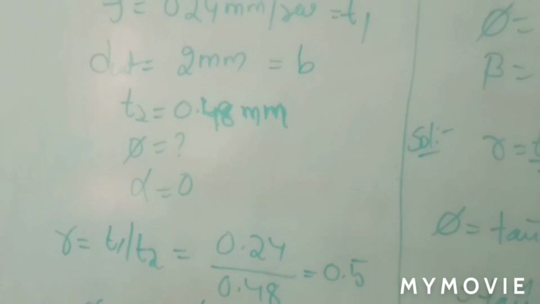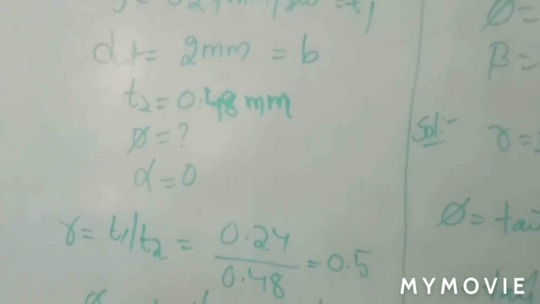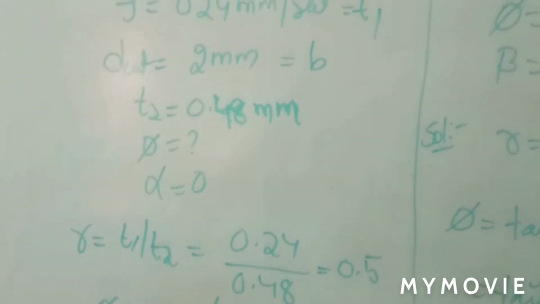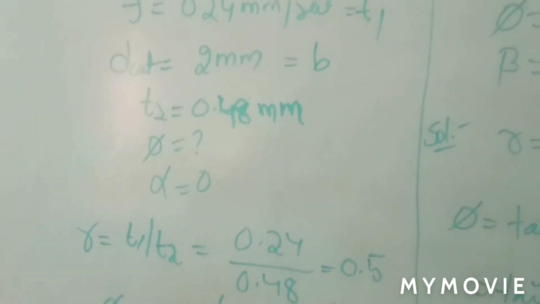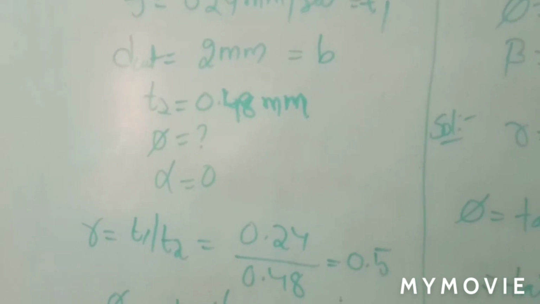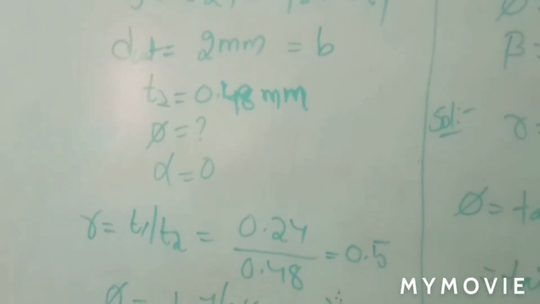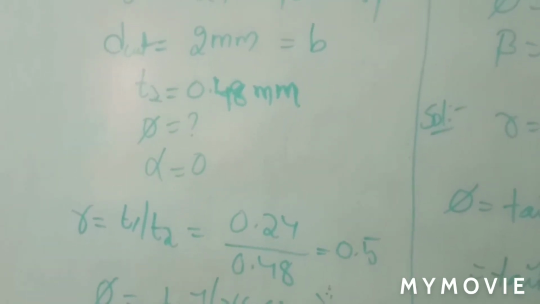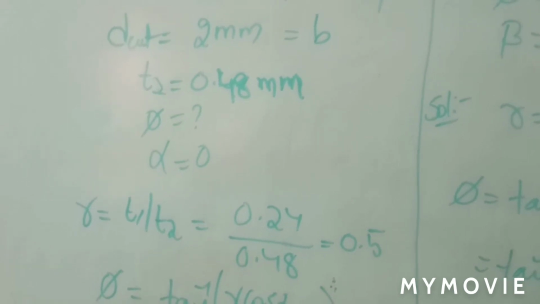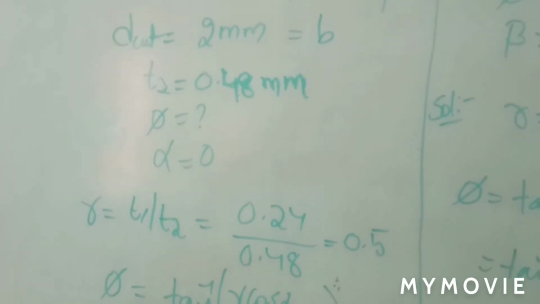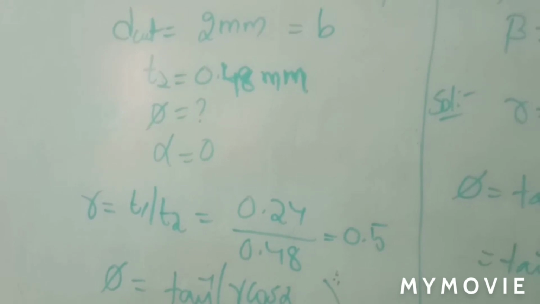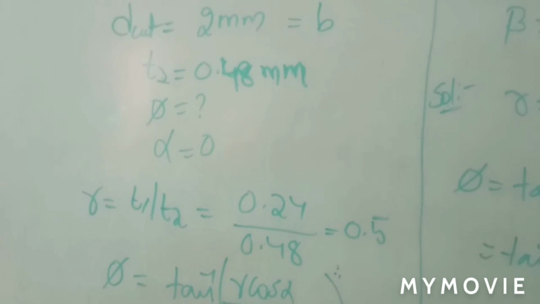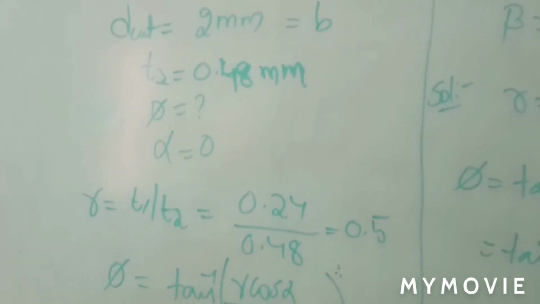Okay, fine. Now you are required to calculate the shear angle. That is what you are supposed to calculate. Also, the rake angle alpha equal to 0 degrees is mentioned in the given problem. Alpha is called the rake angle, phi is the shear angle, beta is the friction angle. The shear angle you may call phi or gamma, whatever it is.